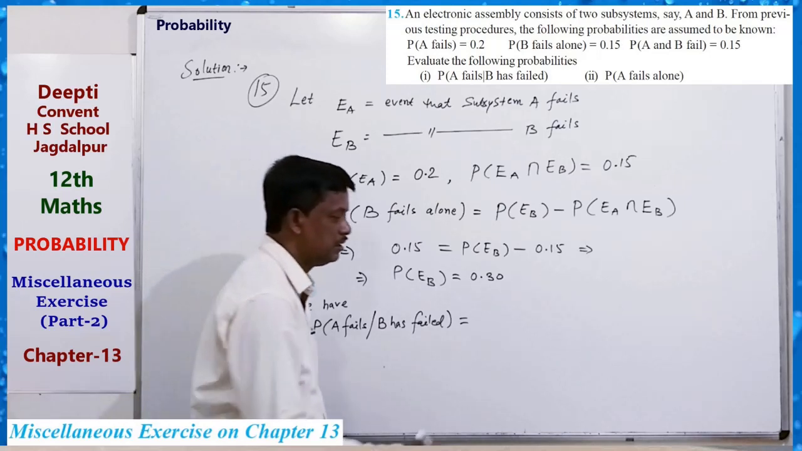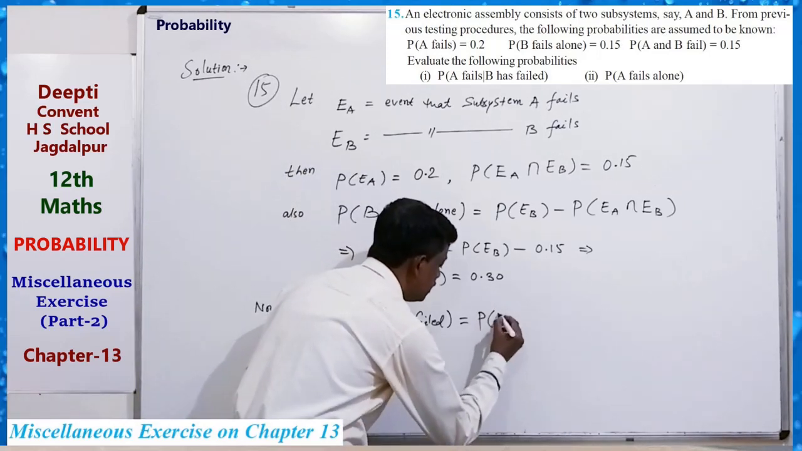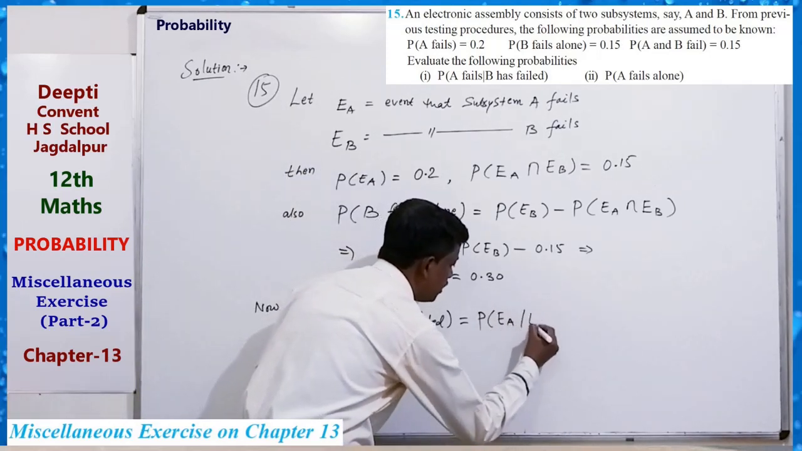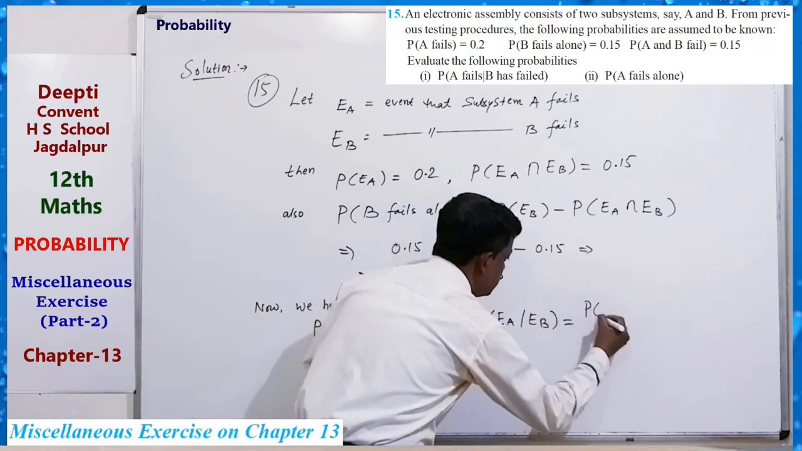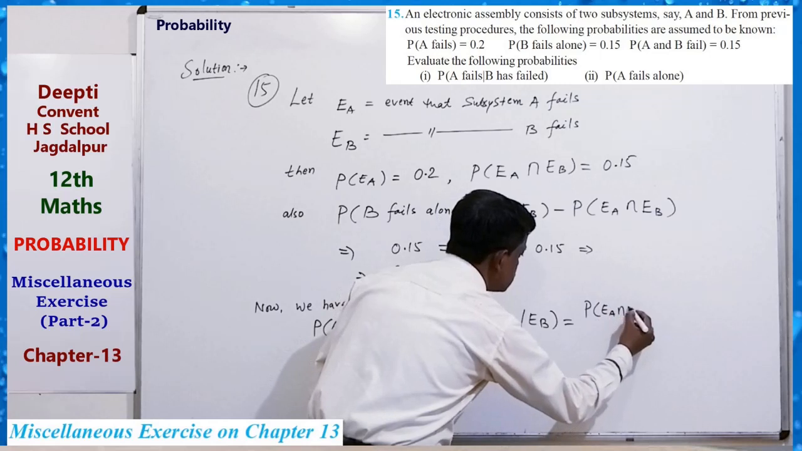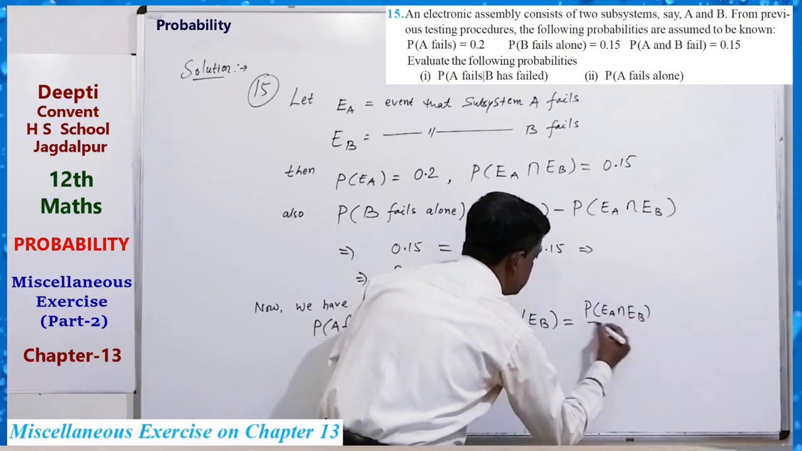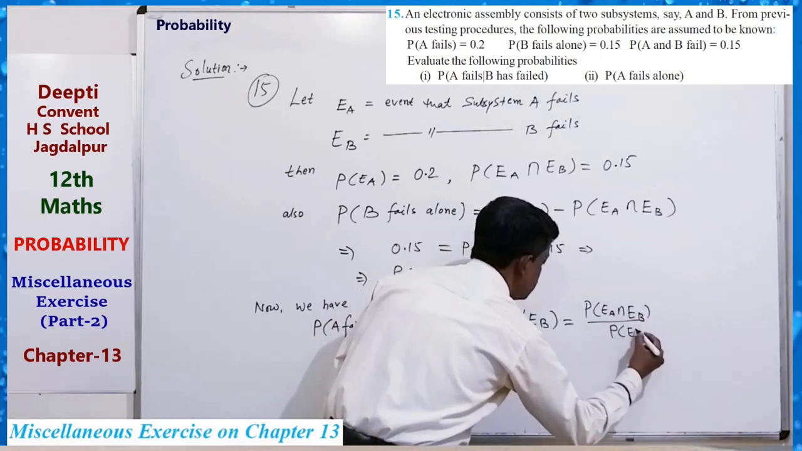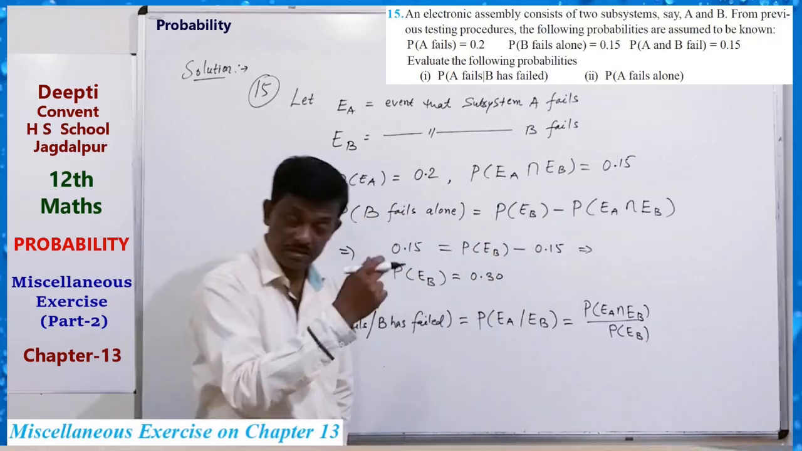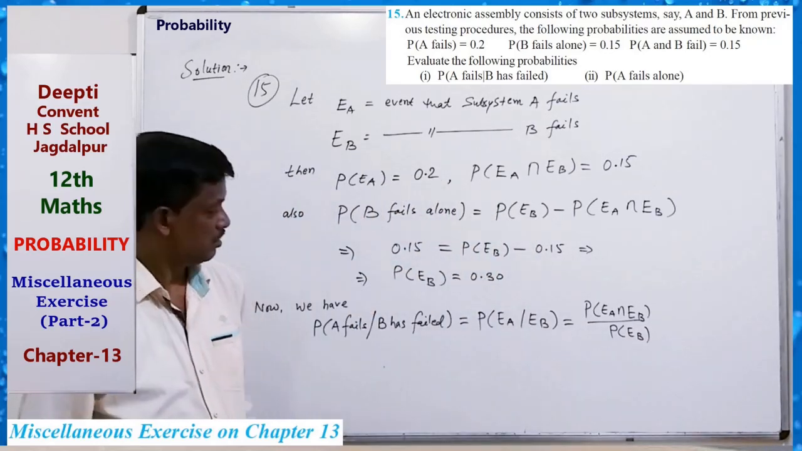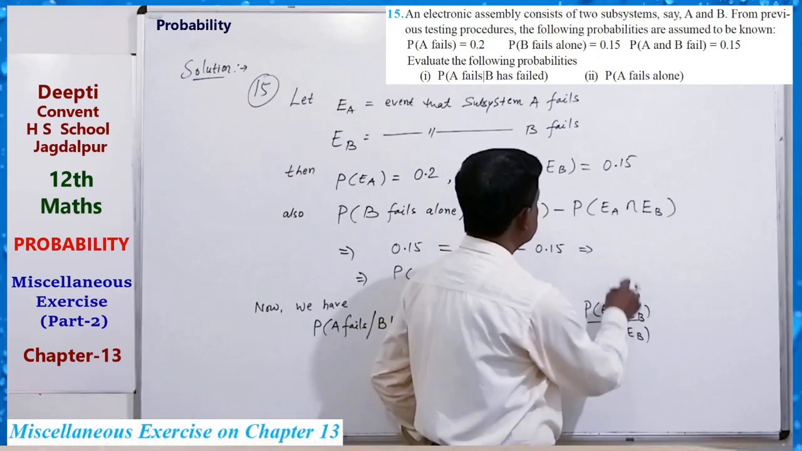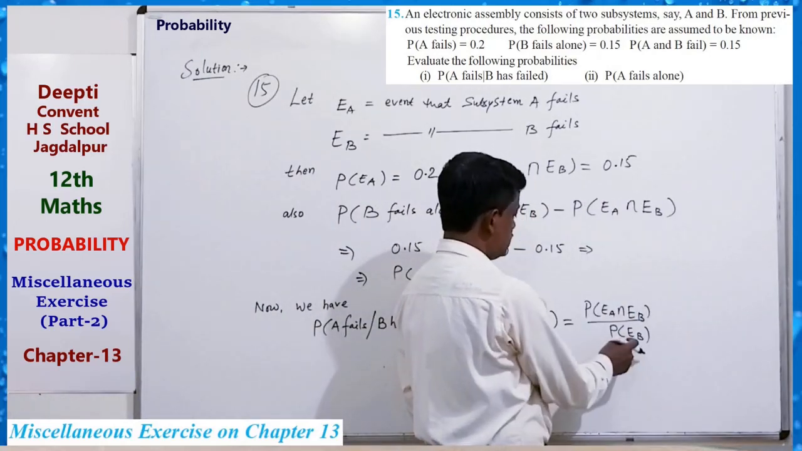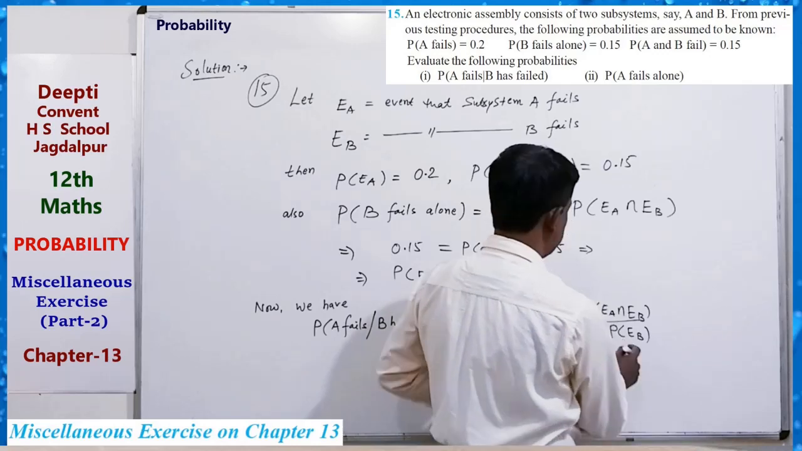Conditional probability. We can write P(A|B) equals P(A intersection B) upon P(B). This is conditional probability. The intersection is given by P(A∩B), which equals 0.15, and P(B) equals 0.30.